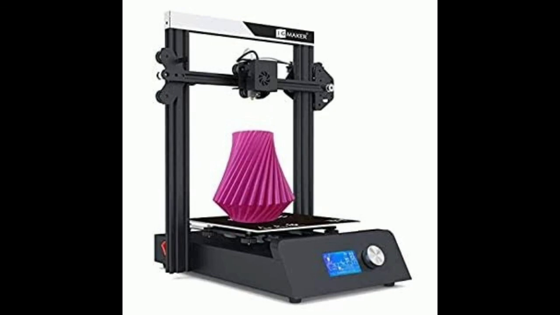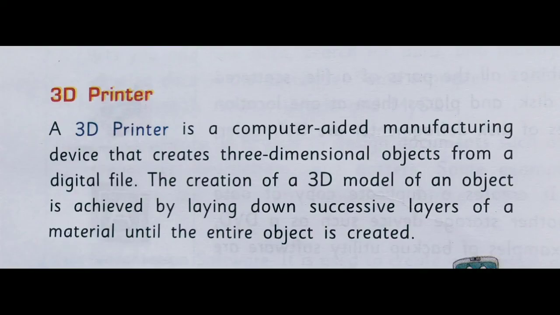And the last type of output device is the 3D printer. A 3D printer is a computer aided manufacturing device that creates three-dimensional objects from a digital file. The creation of a 3D model of an object is achieved by laying down successive layers of a material until the entire object is created.